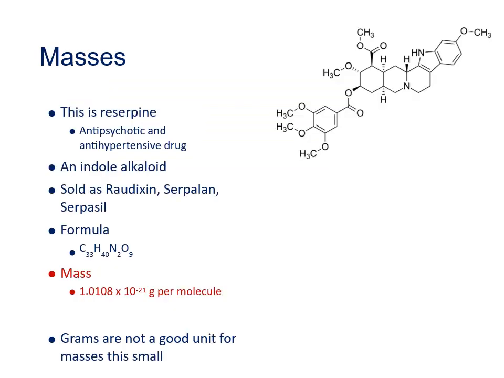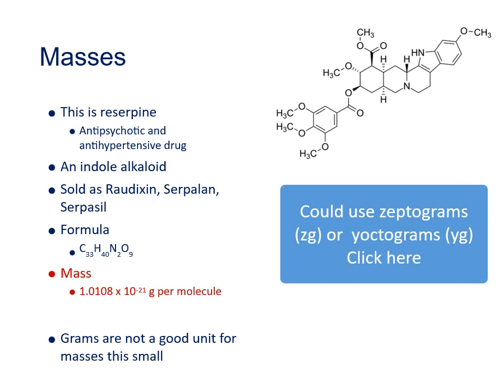Now, let's think about ion masses. Remember reserpine? Well, the mass of a single reserpine molecule was about 1 times 10 to the minus 21 grams. But no one likes dealing with indices like this, so grams are not really a good unit of mass for something as small as a chemical molecule. We could use zeptograms or yoctograms, and you should click on the link to get reminded about SI unit prefixes. But no one really uses zepto or yocto prefixes in practice, unless they're physicists. So in mass spectrometry, and in fact in chemistry in general, a different unit is used for molecular masses. Click on the arrow when you finish looking at SI prefixes and you want to move on to the next slide.